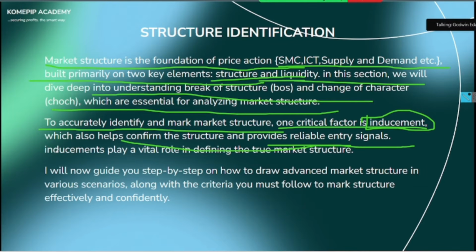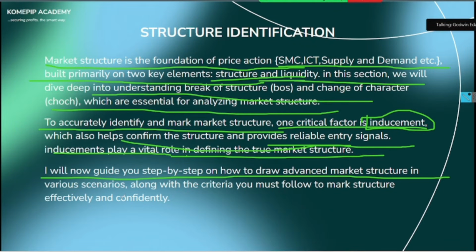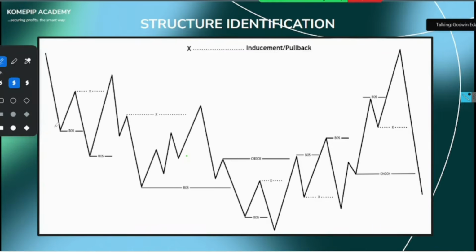Inducement plays a vital role in defining the true market structure. So I will now guide you step by step on how to draw advanced market structure in various scenarios, along with the criteria. First thing is you need to identify break of structure. If we have a break of structure and we have a low, this low is not confirmed yet, except there is inducement. So this X is actually our inducement versus pullback.